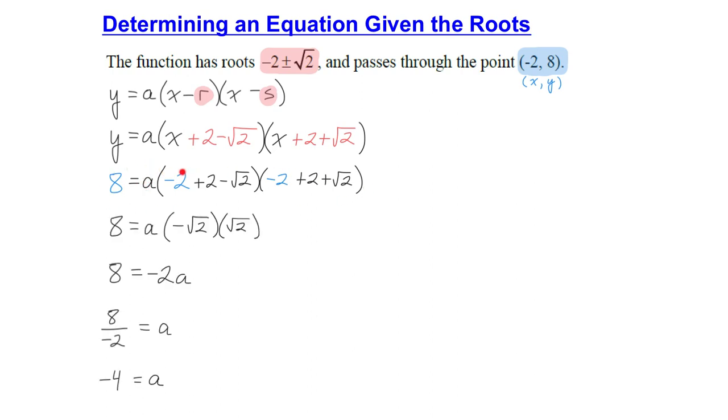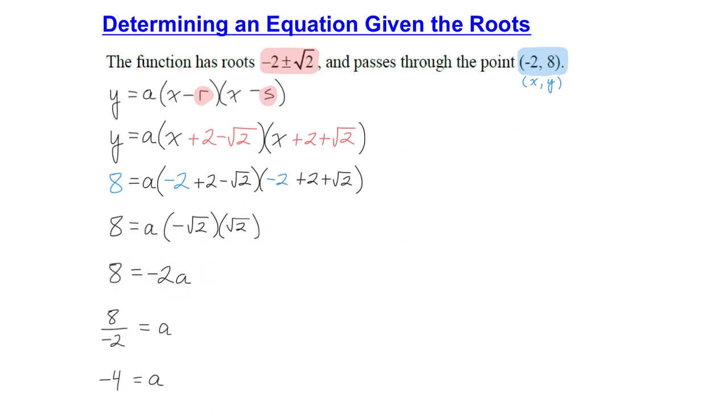So I start by simplifying in the brackets. -2 plus 2 is 0, so I just have -root 2. In the second set of brackets, -2 plus 2 is 0, so I just have positive root 2. Now if I multiply these together, it's negative times a positive, so my answer is negative. Root 2 times root 2 is root 4, which is 2. So I have a times -2, which is -2a.